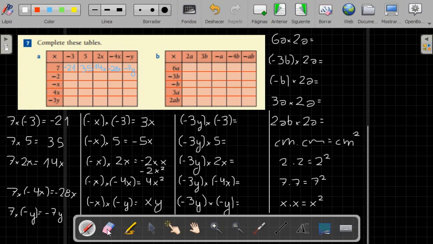Recuerden, multiplicar cuando hay factores literales, es decir, con letras, solo copien las letras de vuelta, es todo. Y si la letra se repite, pónganle cuadrado. Si se repite, 2 veces.